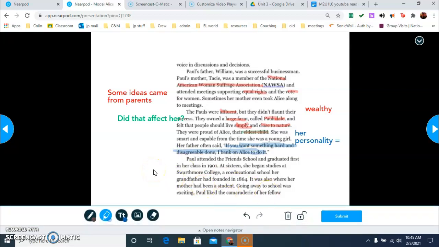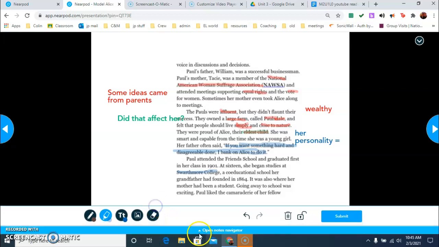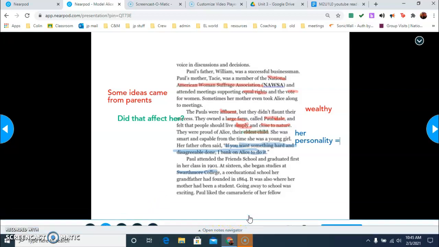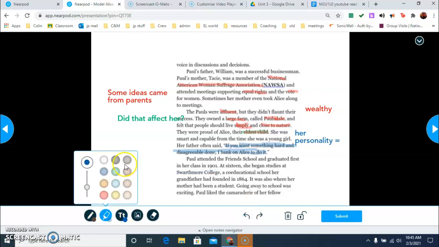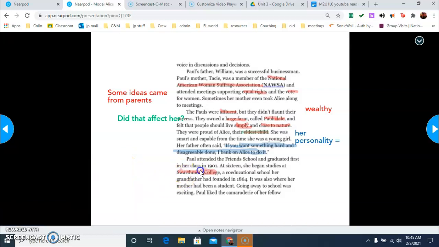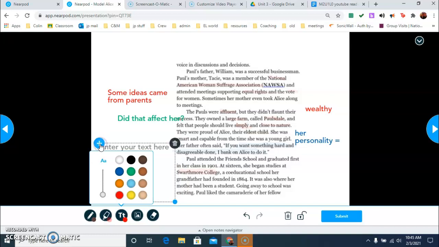Paul attended the Friends School and graduated first in her class. At 16, she began studies at Swarthmore College. Now this is, oops, we don't want that color. Go backwards here. This is really pretty remarkable. First of all, she's going to college when she's 16. Second of all, she's going to college at all. In 1900, almost nobody went to college.